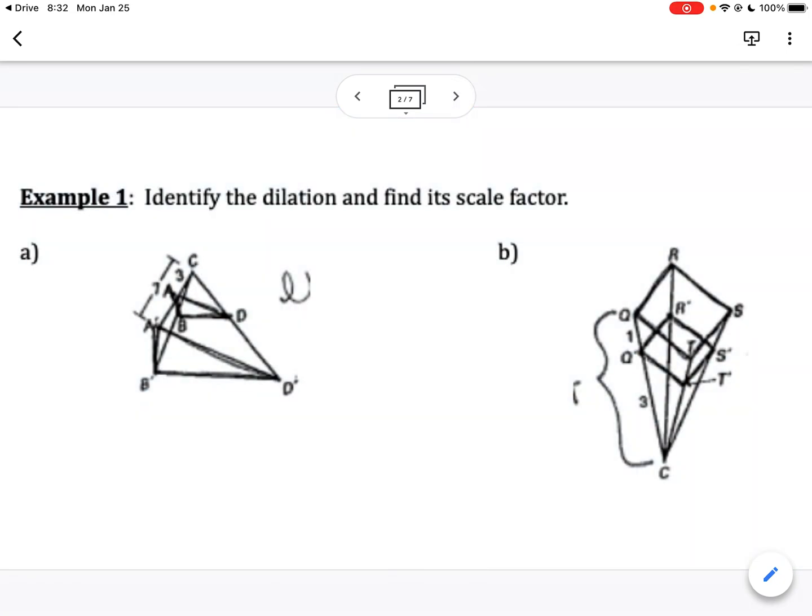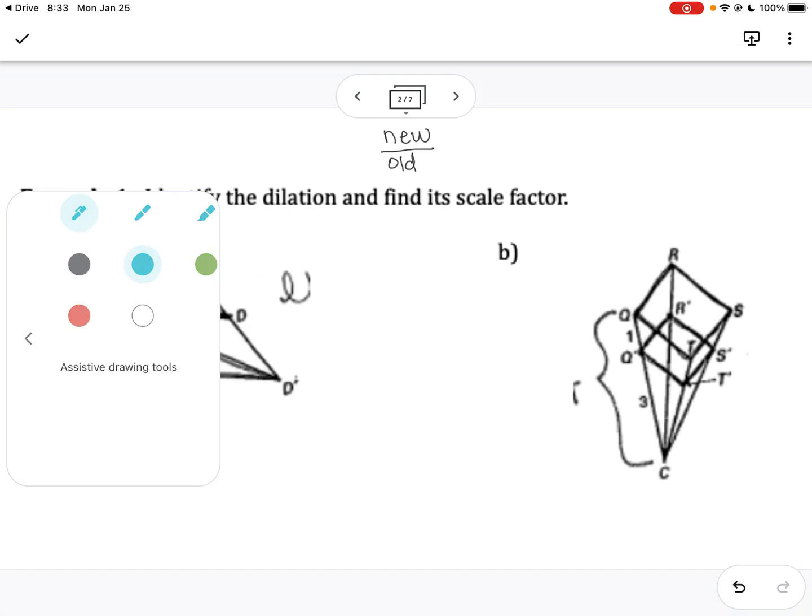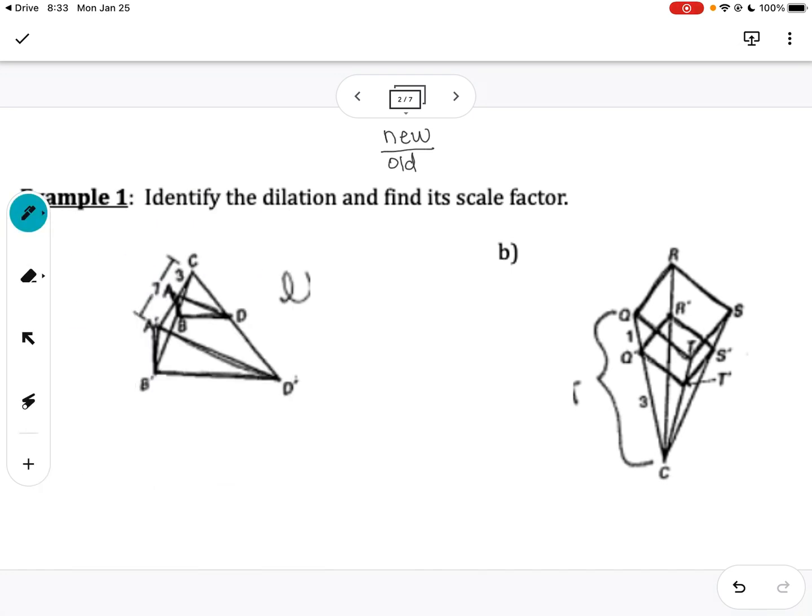What we're going to do first is just look at finding the scale factor. If we're finding the scale factor, we're going to put the distance to the new coordinate over the old coordinate. So we're going to go new over old. And the way that we can tell what's new and what's old is based on how it's named.